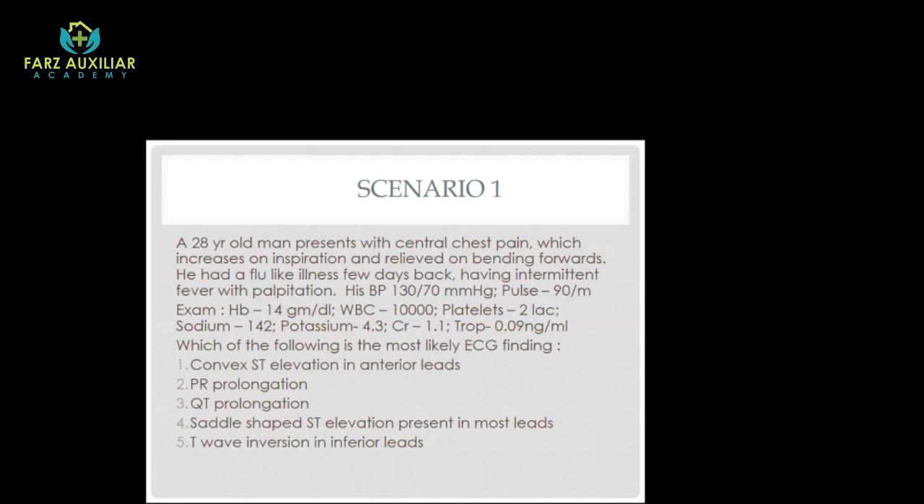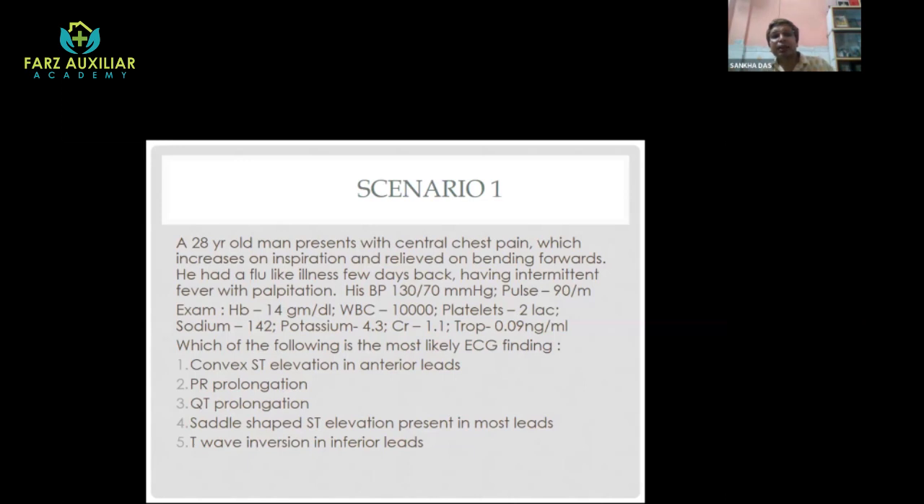Pericarditis. Viral, so it is viral. Most likely an acute pericarditis. Someone said constrictive, though it is not a constrictive pericarditis. It is most likely an acute pericarditis that has developed. This patient is having a typical chest pain that gets relieved on bending forward and increases on inspiration. So this is very classical, and pericardial pain does not happen in classical ischemic pain.